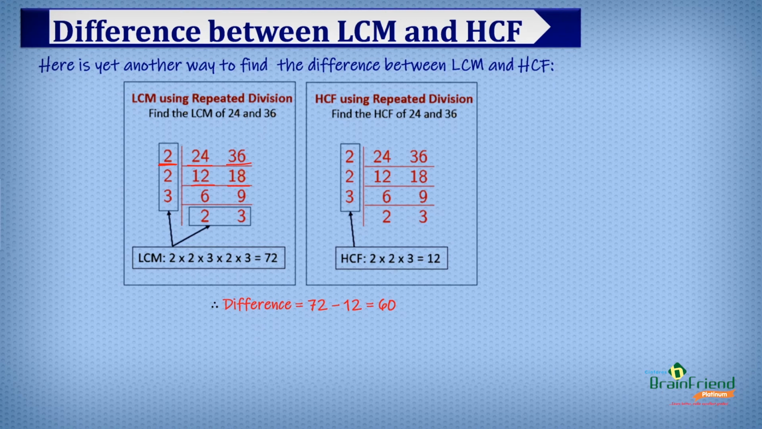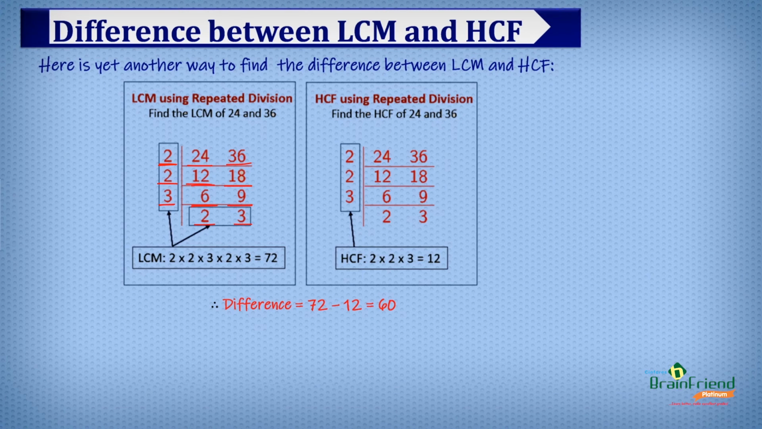The number 2 can still go into 12 and 18. So 2 into 12 gives us 6. And 2 into 18 gives us 9. Now, the next number that can go into both numbers we have is the number 3. 3 into 6 gives us 2. And 3 into 9 gives us 3. We'll stop at this point.